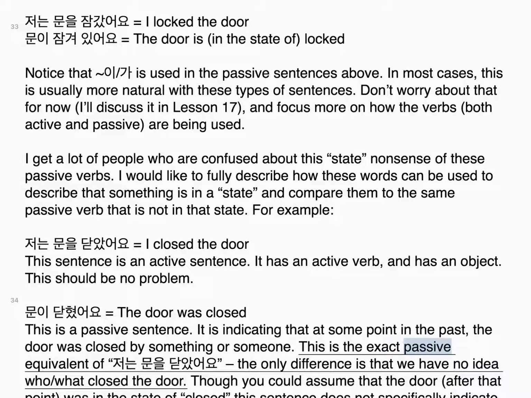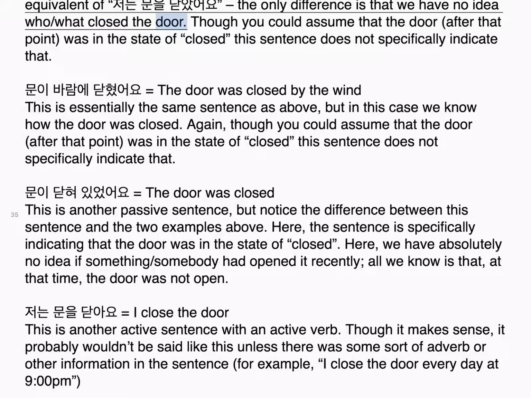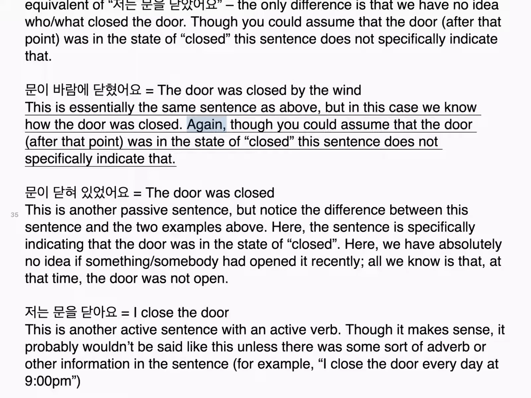This is the exact passive equivalent of 저는 문을 닫았어요. The only difference is that we have no idea who or what closed the door, though you could assume that the door, after that point, was in the state of closed. This sentence does not specifically indicate that. 문이 바람에 닫혔어요. The door was closed by the wind. This is essentially the same sentence as above, but in this case we know how the door was closed. Again, though you could assume that the door, after that point, was in the state of closed, this sentence does not specifically indicate that.